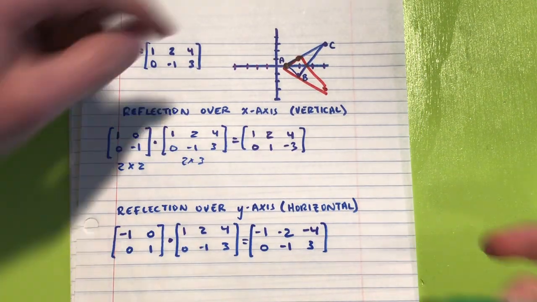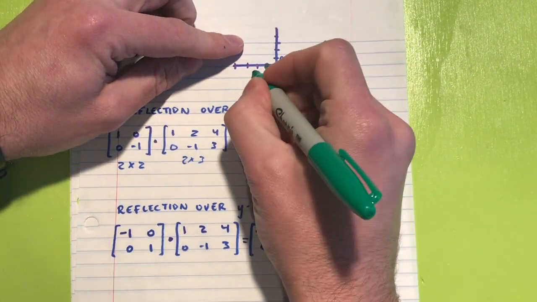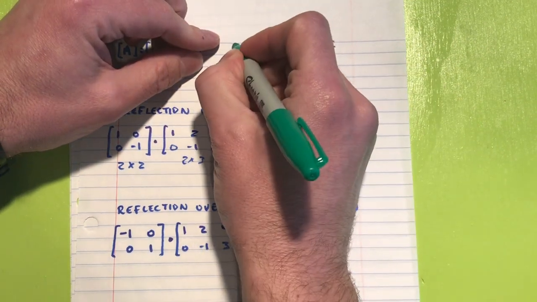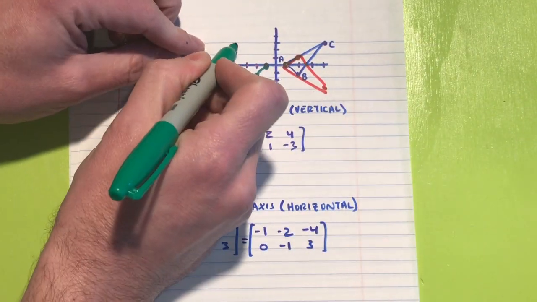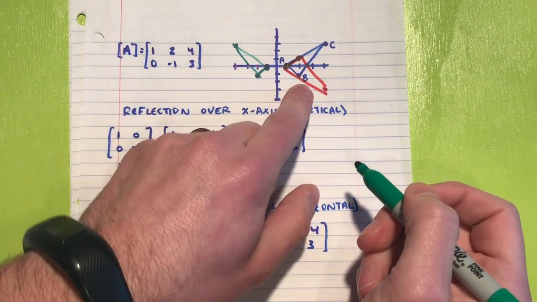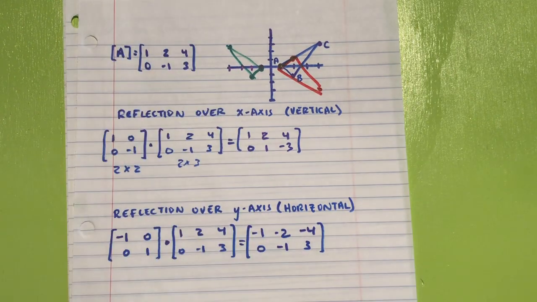So we can see that -1, 0, -2, -1, -4, 3. Relative to our initial set of points, our image is now a horizontal reflection.